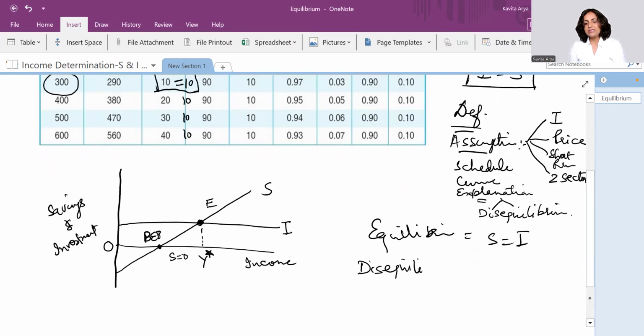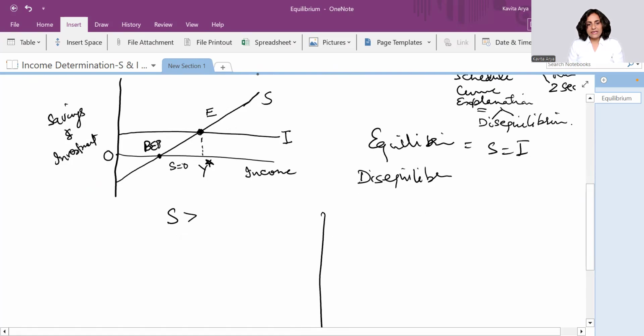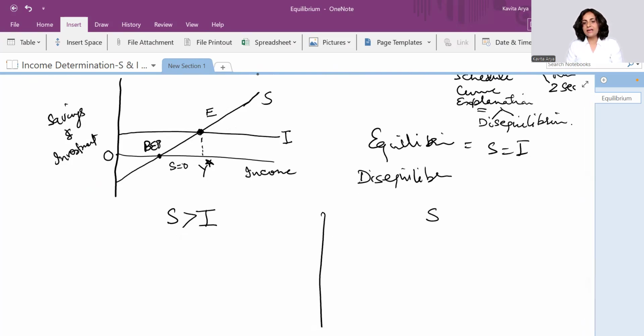And when we say disequilibrium, where is disequilibrium? Again, there are two situations of disequilibrium. And what are they? The first case talks about savings greater than investment, and the second case is savings lesser than investments. Who are saving and who are investing? Households are saving and investment is done by the producers. And whenever there is a mismatch, whenever there is imbalance, it means the economy is facing a situation of disequilibrium.